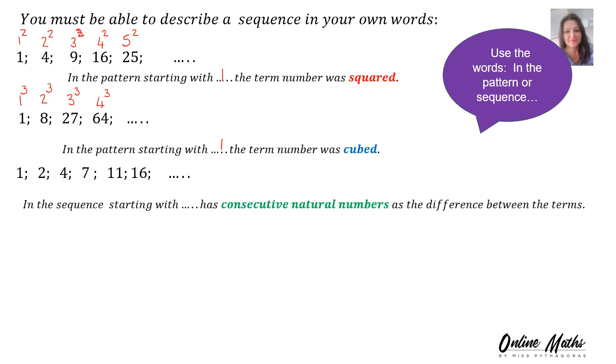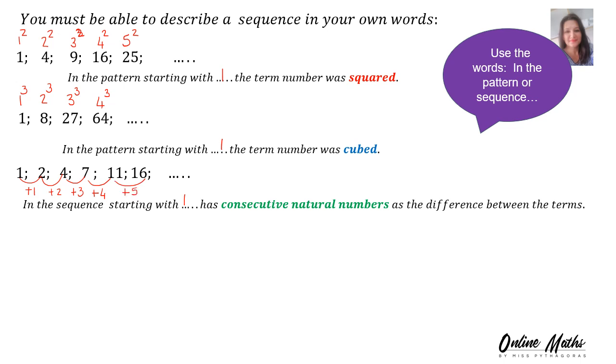This sequence, 1, 2, 4, 7, 11, 16. What happened? In this sequence, starting with 1, it has consecutive natural numbers as the difference between the terms. What does that mean? If you look at the sequence, to get from 1 to 2, you added 1. To get from 2 to 4, you added 2. To get from 4 to 7, you added 3. To get from 7 to 11, you added 4. To get from 11 to 16, you added 5.